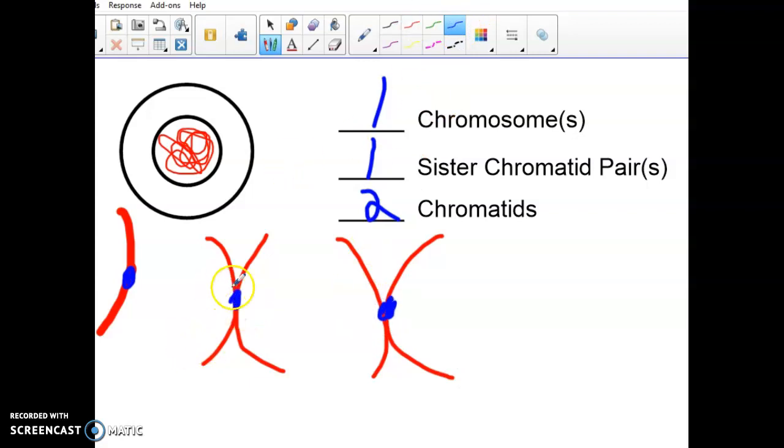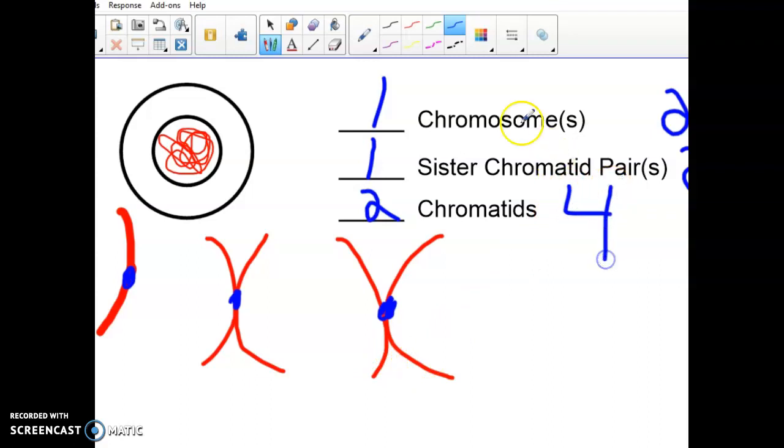And if I were to look at these two X's right now, and try to figure out how many of each of these three terms I have, I'm going to count my centromeres. I have 1, 2, so I would have 2 chromosomes. I have 2 X's, each has 2 sides, so I now have 2 sister chromatid pairs. And each X is comprised of 2 identical chromosome copies, or chromatids, so each half of the X is a chromatid. I have 2 X's, so I have 1, 2, 3, 4 chromatids.